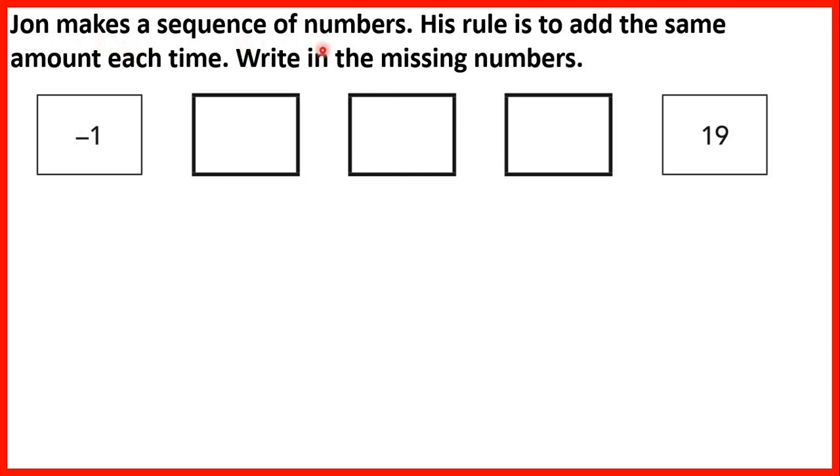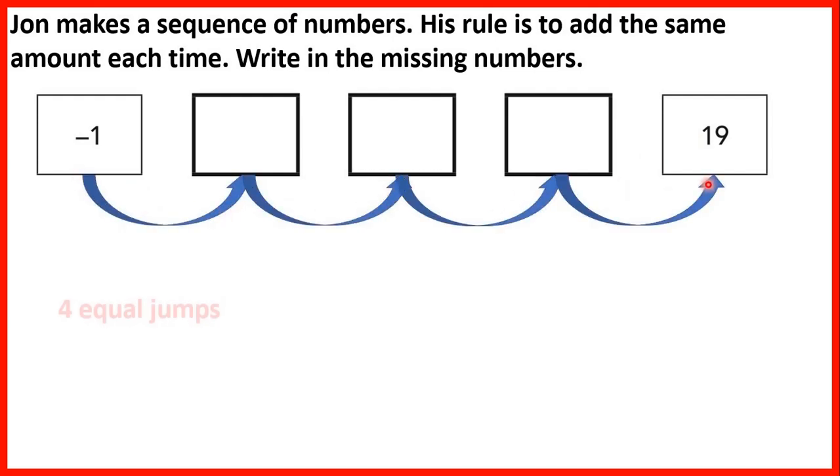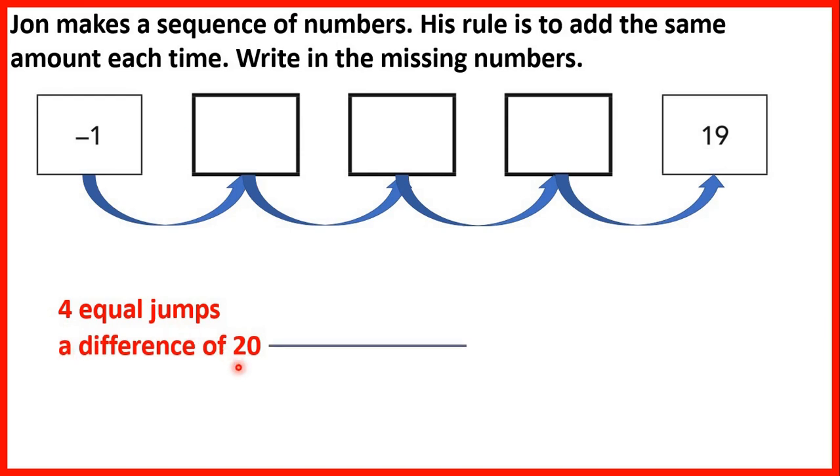John makes a sequence of numbers. His rule is to add the same amount each time. Write in the missing numbers. So we've been given -1 and 19. And to get from -1 to 19, we have 1, 2, 3, 4 jumps. So that's 4 equal jumps because he adds the same amount each time. And that's a difference of 20.